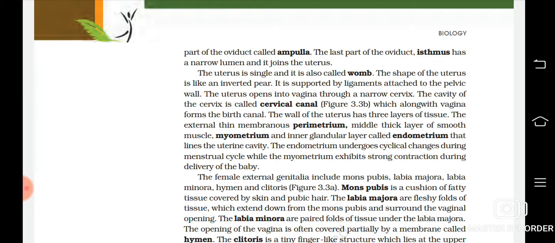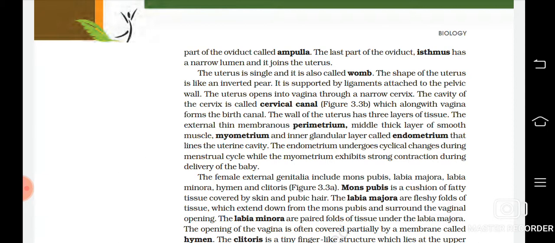Now, the wall of the uterus has three different types of tissues. The external thin membranous perimetrium, the middle thick smooth muscular layer known as the myometrium, and the inner glandular layer known as the endometrium, the innermost layer. So perimetrium is the external or outside layer, the middle layer is the myometrium, and the inner layer is the endometrium.